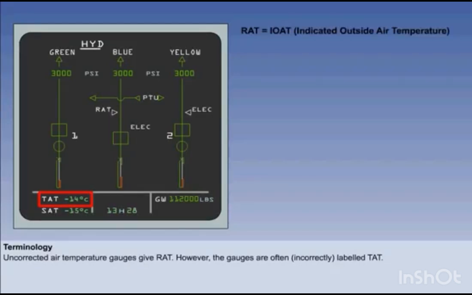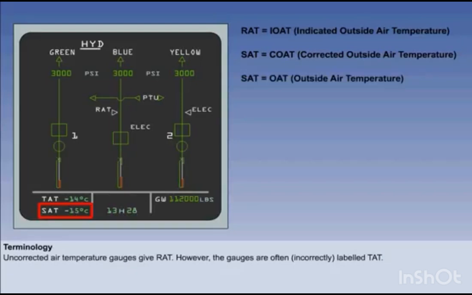What you see on the gauge is sometimes called indicated outside air temperature, or IOAT. Static air temperature is sometimes called corrected outside air temperature, or COAT. OAT on its own stands for outside air temperature and is usually taken to mean SAT.